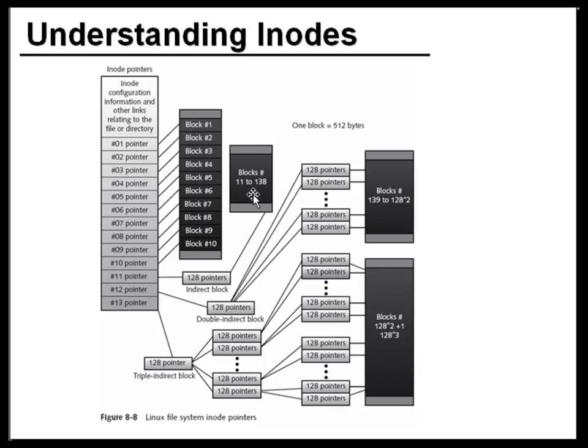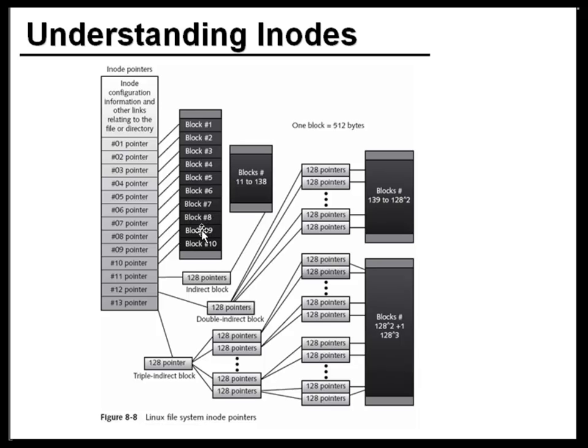Once again, this is going to be data. This is a pointer to an array of pointers, of 128 pointers. And each of these can point to a block. So this array of 128 pointers points to block 11, 12, 13, 14, so on down to 138. That still gives you a limited file size that can be contained on a file system.